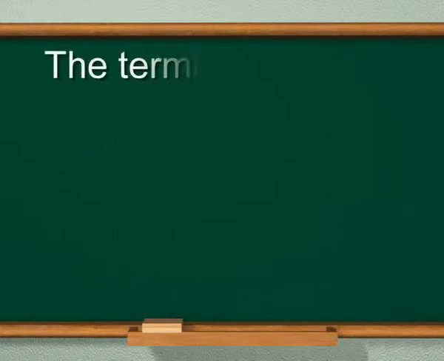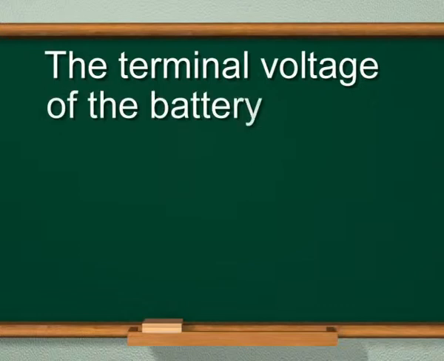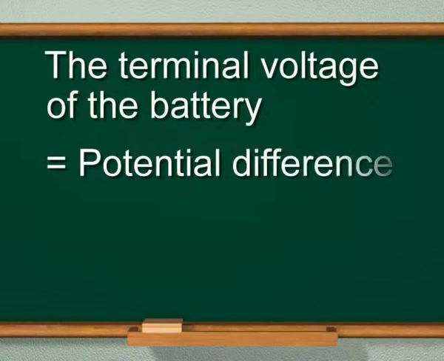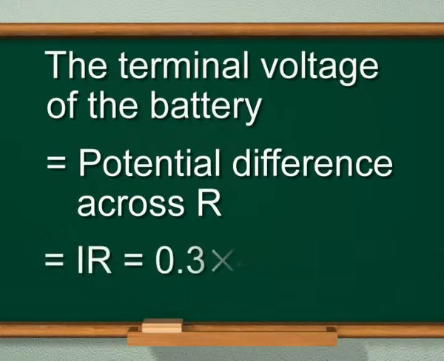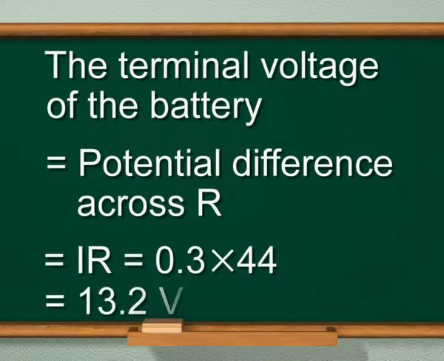Now, the terminal voltage of the battery is equal to the potential difference across capital R, equal to I into capital R. This turns out to be 0.3 into 44, that is 13.2 volts.